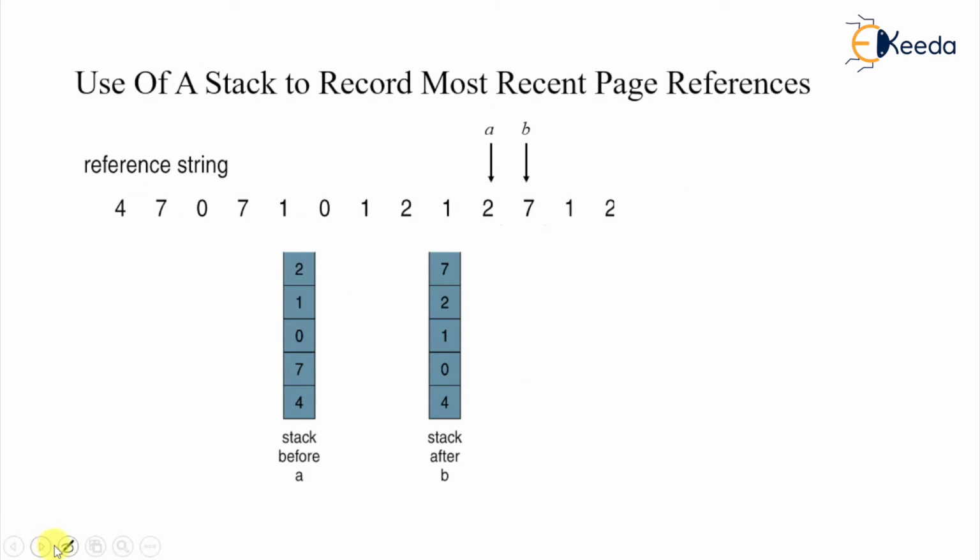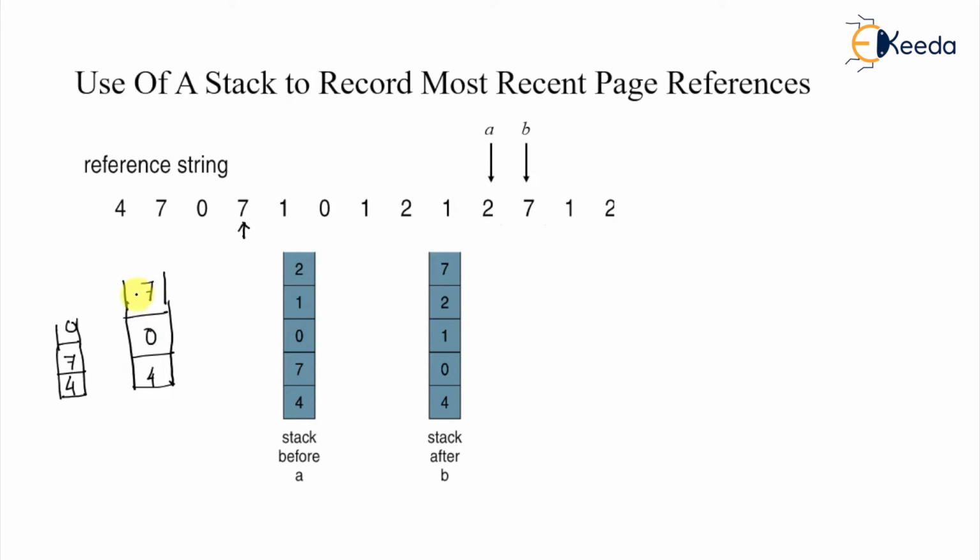Let's try to understand this stack implementation. Suppose 4 is referred, so 4 is in the stack, then 7 is referred next, so 4 and 7 are there. Then 0 comes, and 0 is the most recent one. Now when 7 comes again, 7 will go to the top, so the stack becomes 4, 0, and 7 on the top.